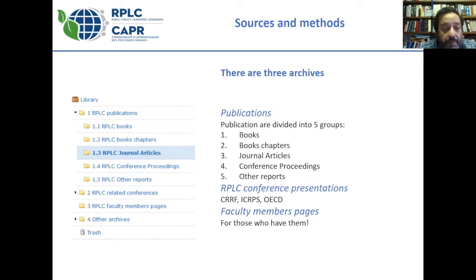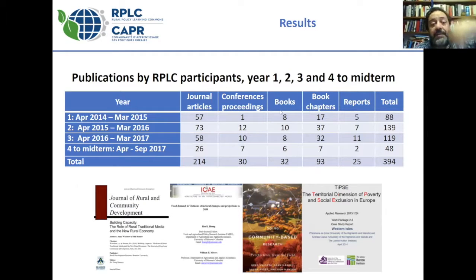This is the summary of the results, updated to today. During these last weeks, there have been small adjustments in these numbers in the refining of the data. We can see that we have a grand total of almost 400 publications, which are mainly journal articles, books, book chapters, and a smaller number of conference proceedings and reports.